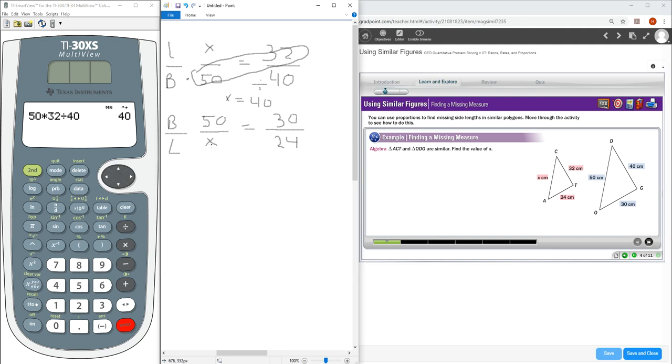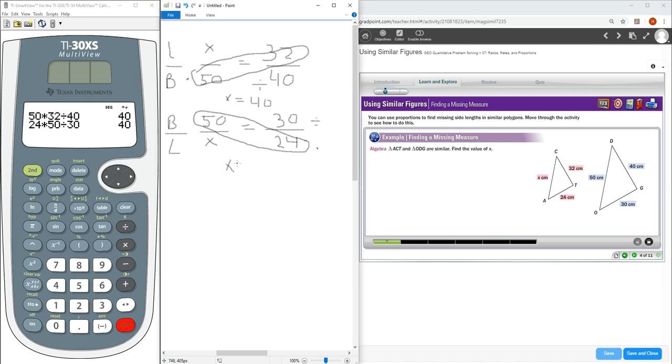Now let's take a look at this bottom one. We have 50 and 24, numbers that are across from each other in an X pattern, which means they'll get a multiplication dot. We'll multiply those together, and then we'll divide by 30, because that one's across from the variable. Over to the calculator again, and we won't clear the screen. We'll keep those up there together so we can compare them, which is always an option. 24 times 50 divided by 30 equals 40. X equals 40.